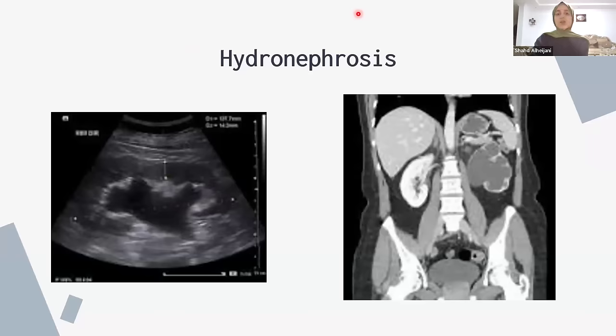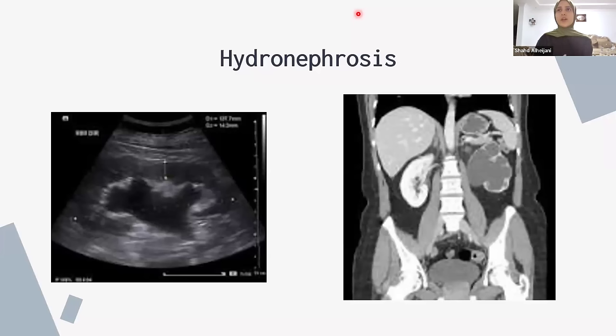CT, okay. So in this case, if the patient comes with acute onset pain and it's loin to groin, you're suspecting a kidney stone. And the best modality for kidney stones is CT. So you do a CT with or without contrast. Can you tell me in the chat? Without contrast, yes. So you do CT without contrast when you suspect a stone.